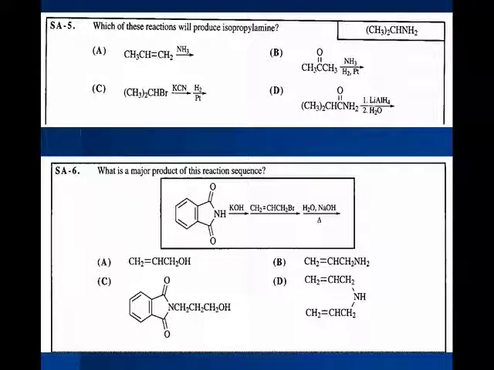Which of the following reactions will produce isopropylamine? This molecule right here. Eliminate for me. Have we ever talked about adding ammonia across a carbon-carbon double bond? Have we ever talked about taking ketones and converting them to primary amines? Are you sure? We have talked about that, right? We go through an imine and then we can reduce the imine. Okay, so that might be a possibility.